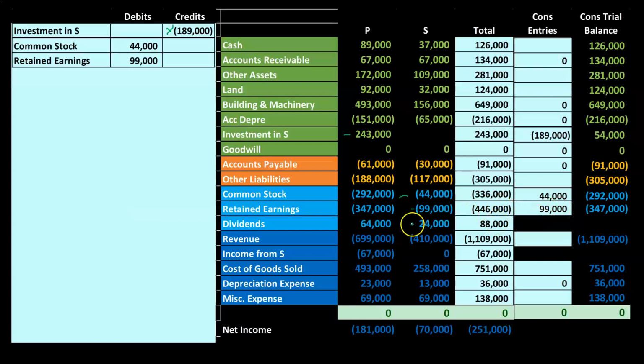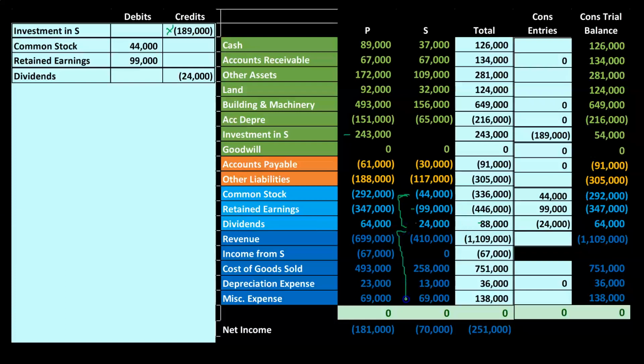Then we're going to do the same thing for the dividends, except for the dividends being a debit. Therefore, we will credit it to make it go down. Dividends. So then we have the 64 plus the 24 gives us the 88. Then we remove the 24, bringing us back to the 64.